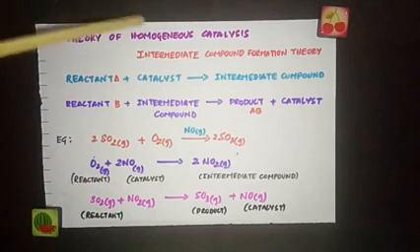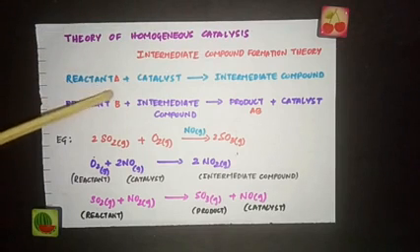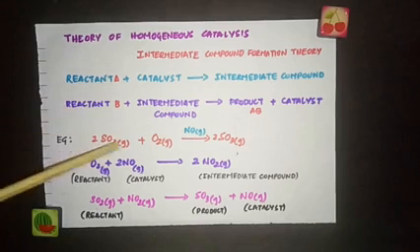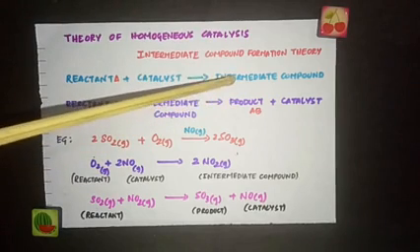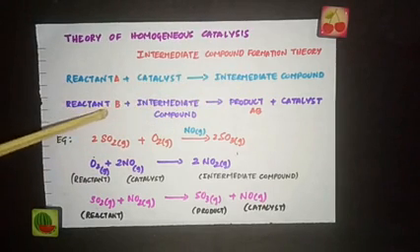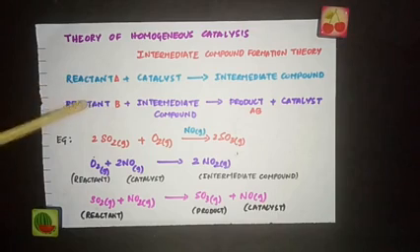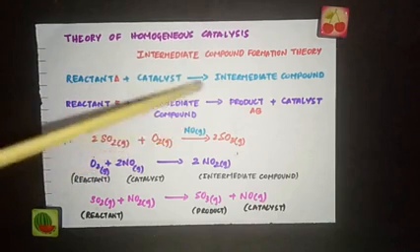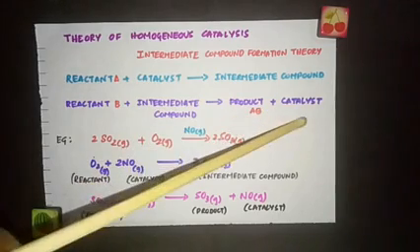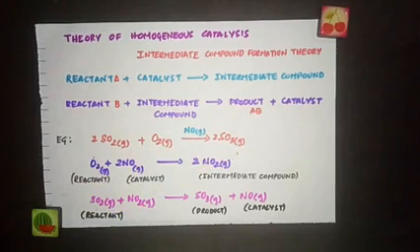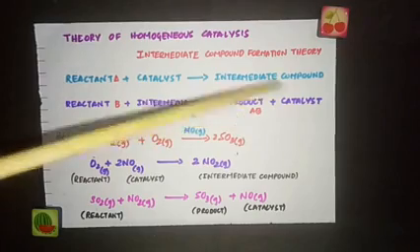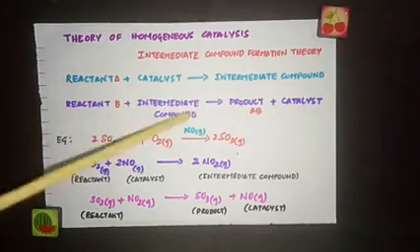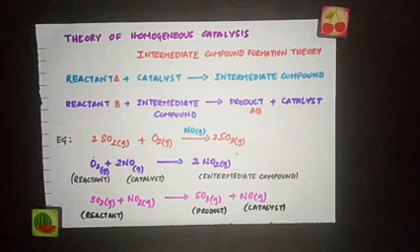So according to this theory, what happens is, first, we have two reactants. The reactant A reacts with the catalyst to give you an intermediate compound. And in the second step, reactant B, which is the other reactant, reacts with the intermediate compound to give you the product, and the catalyst is recovered. The intermediate compound, being unstable, decomposes when it reacts with reactant B to give you the product and the catalyst. So this theory is called intermediate compound formation theory.